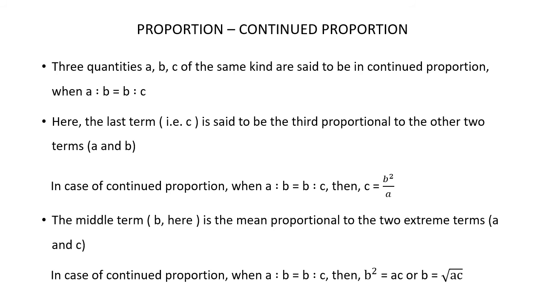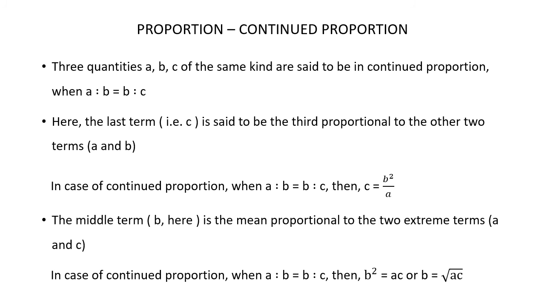Now let's understand the concept of continued proportion. Three quantities a, b, c of the same kind are said to be in continued proportion when a:b = b:c. Here, the last term, that is c, is said to be the third proportional to the other two terms a and b. In case of a continued proportion, when a:b = b:c, then c = b²/a.